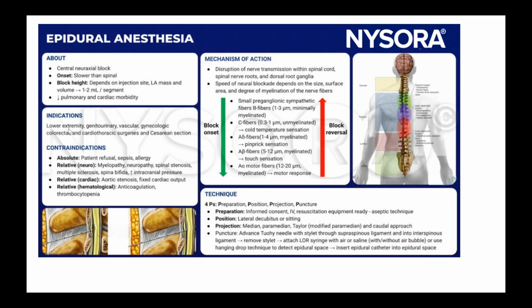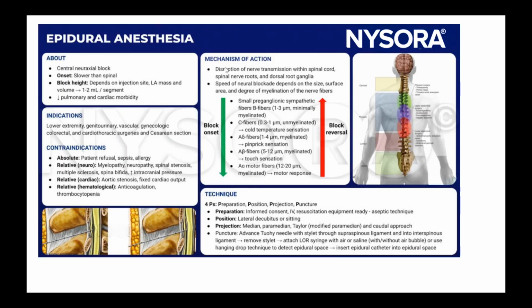And indications: you can do it for lower extremity, genitourinary, vascular, gynecological, or colorectal, even cardiothoracic surgery and cesarean section. Contraindication: absolute contraindications are patient refusal, sepsis or allergy. Relative contraindications: myelopathy, neuropathy, spinal stenosis, multiple sclerosis, etc. And relative cardiac contraindication: aortic stenosis, with patients having a fixed cardiac output. And hematological: anticoagulation and thrombocytopenia.